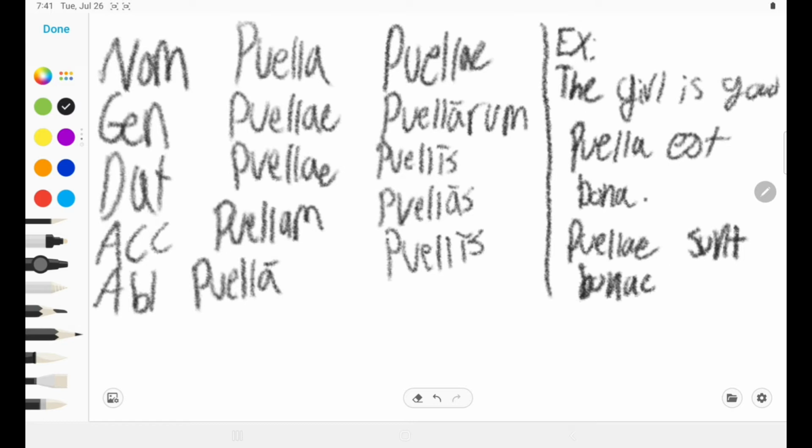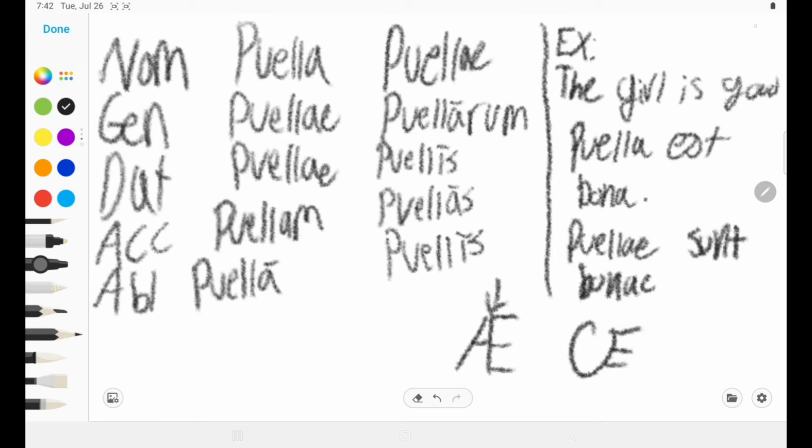Now you're probably like, hold up, why on earth is it puellae? Why is it not puell-e or something like that? Well, to explain this, we have to go into diphthongs. So what are diphthongs? Diphthongs are these weird things where letters are mashed together to make a specific sound. The specific one we're using today makes an I sound. So instead of puell-e, it's puellae.